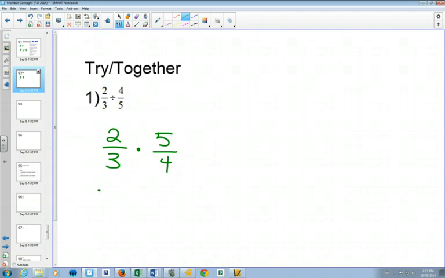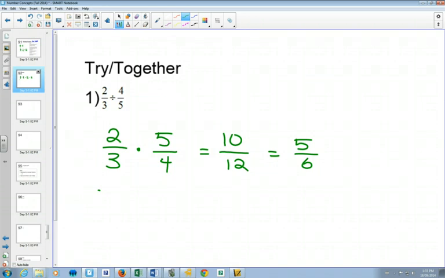Then how do we multiply fractions? We can multiply the tops. 2 times 5 is 10. 3 times 4 is 12. Can that be reduced? Because you can divide both 10 and 12 by 2. So we reduce it to get 5 out of 6. That's the final answer.